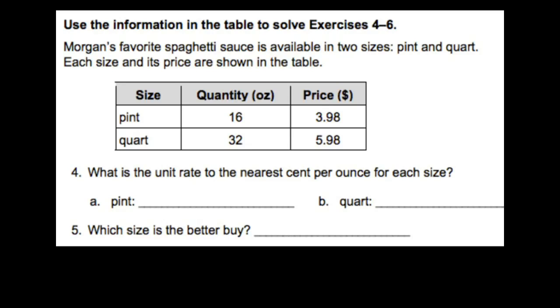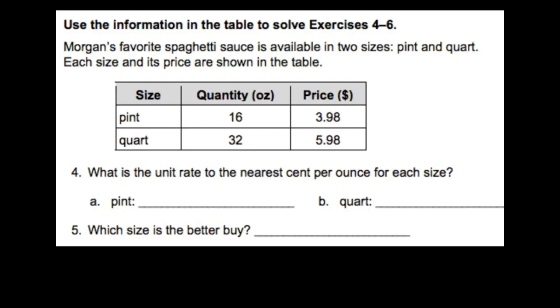Use the information in the table to solve exercises 4 through 6. Morgan's favorite spaghetti sauce is available in 2 sizes, pint and quart. Each size and its price are shown in the table. You have size, quantity, and price. What is the unit rate to the nearest cent per ounce for each size? You have both pints and quarts. Which size is the better buy?